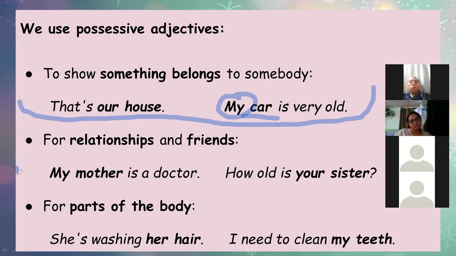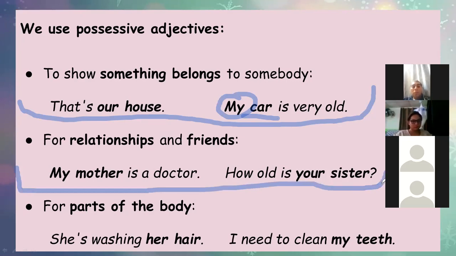Pedro, help me with the second use, please, of possessive. For relationship and friends, possessive is my mother. She's a doctor. Okay, the other example? Okay, we have two examples. Look, my mother is a doctor. How old is your sister? In this case, we're not talking about possessions, but we're talking about relationship. Relationships and friends. My friend, your friend, her friend.